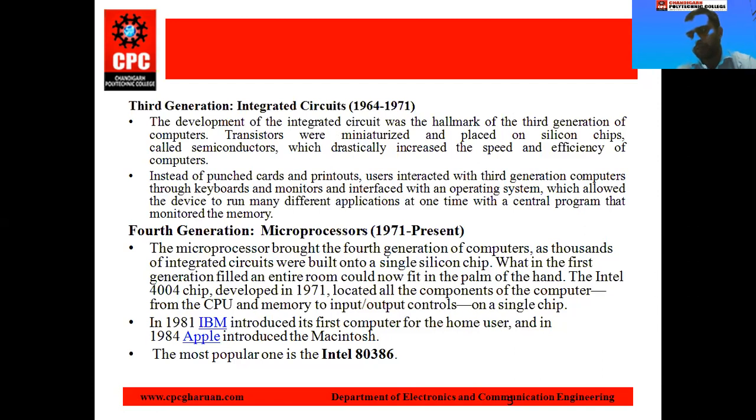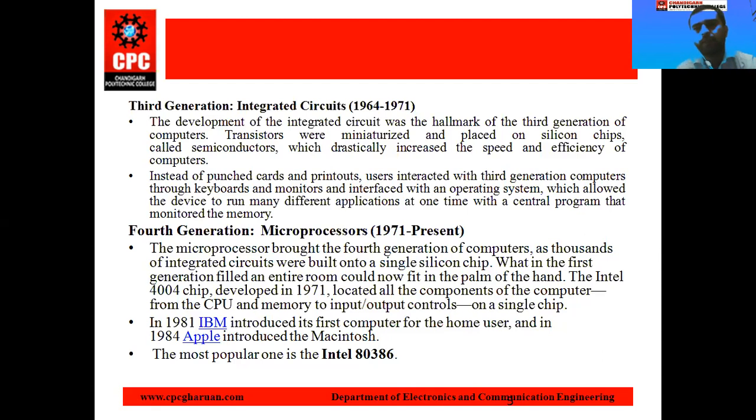Suppose we have a microprocessor in which 7,000 transistors are formed. 7,000 transistors require a large area, but a single chip IC requires less area. That's why the overall size of the microprocessor is reduced in the third generation. So in the first generation the size is very high. In the second generation the size is reduced. In the third generation the transistors are replaced by integrated circuits, so the size of the microprocessor is more reduced, and the speed of the microprocessor increases.